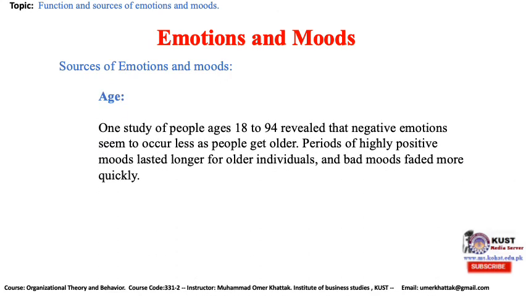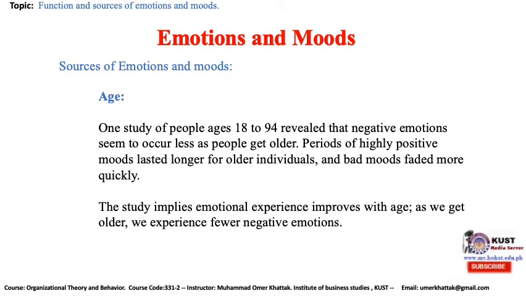Age. One study of people ages 18 to 94 revealed that negative emotions seem to occur less as people get older. Periods of highly positive moods lasted longer for older individuals, and bad moods faded more quickly. The study implies emotional experience improves with age. As we get older, we experience fewer negative emotions.